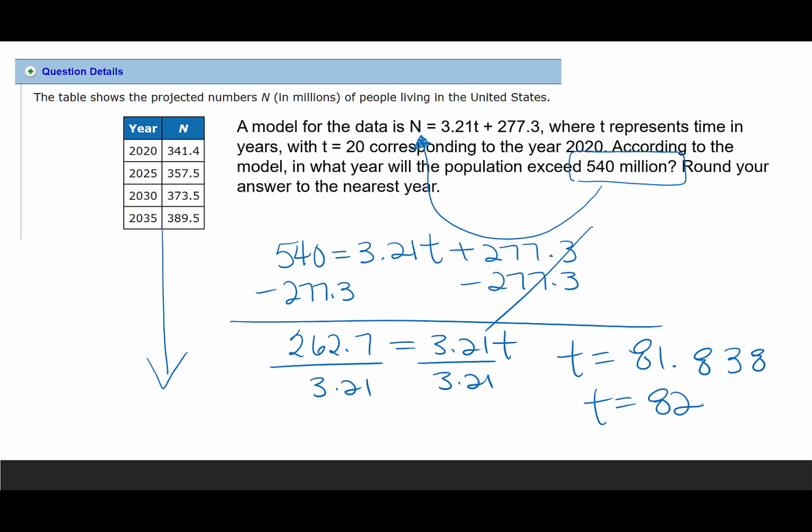And so I want to take you back to a phrase in the word problem right here where it says with t equals 20 corresponding to the year 2020. So when t equals 20, it really means 2020. So in our example, when t equals 82, it really means 2082. So your final answer is the year 2082.